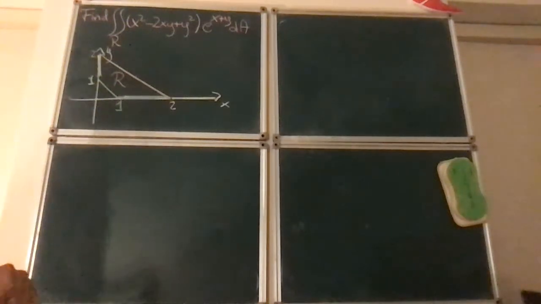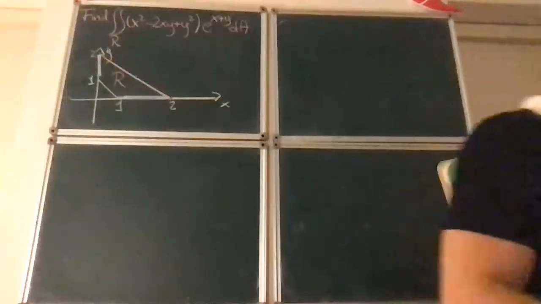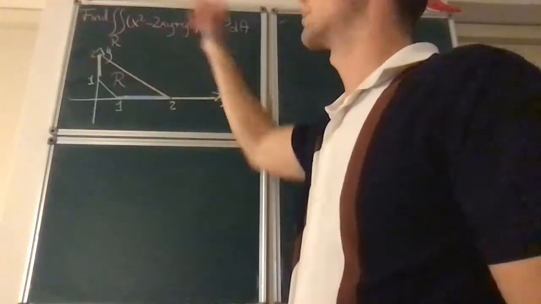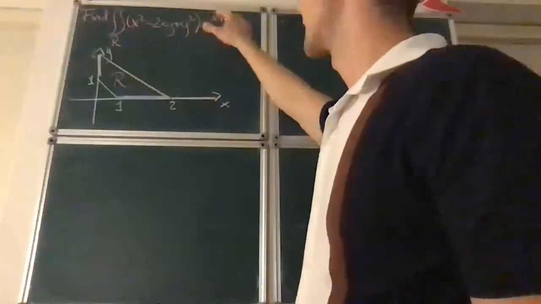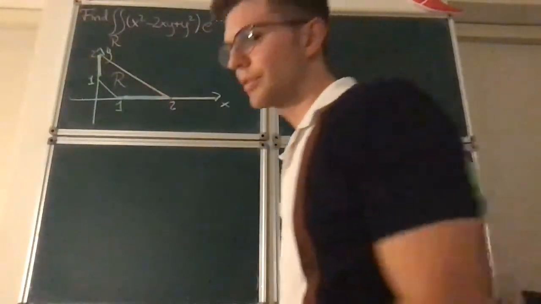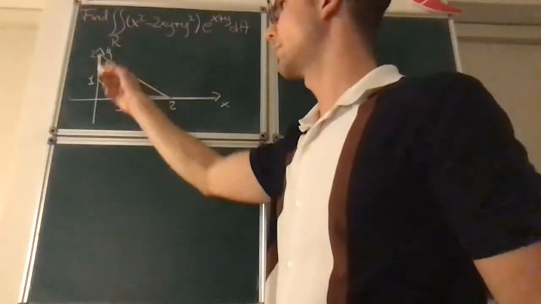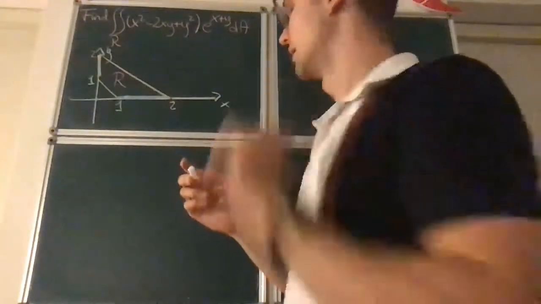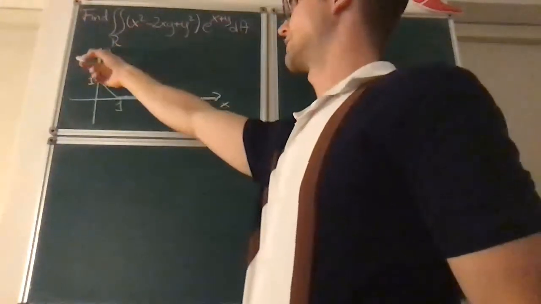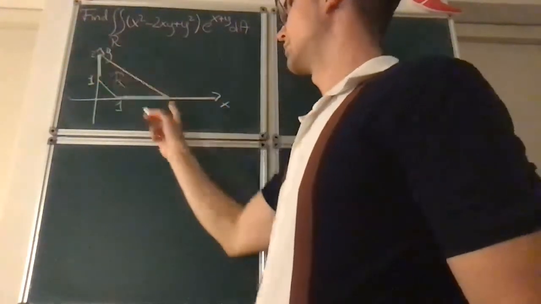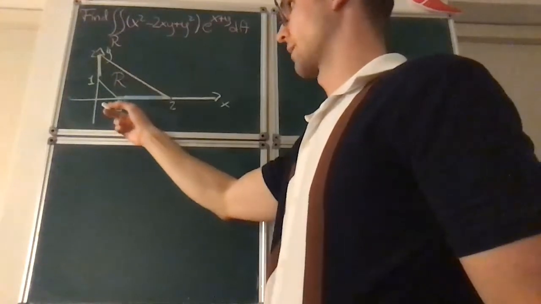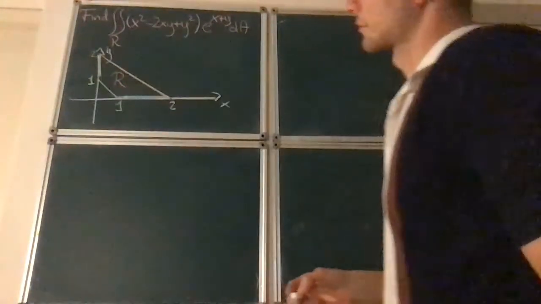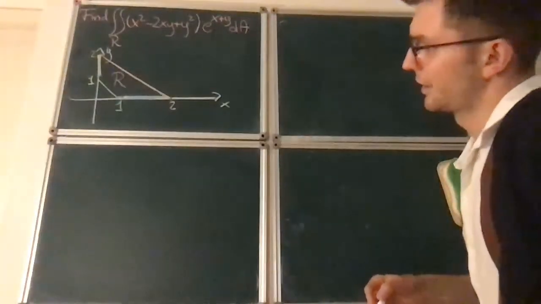Okay, so now as a last example, let's do this integral. So we want to integrate x squared minus 2xy plus y squared times e to the x plus y. And the region of integration now will be this type of trapezoid, if you want to call it that. So it goes through the points (0, 2), (2, 0), (1, 0), (0, 1). Okay?